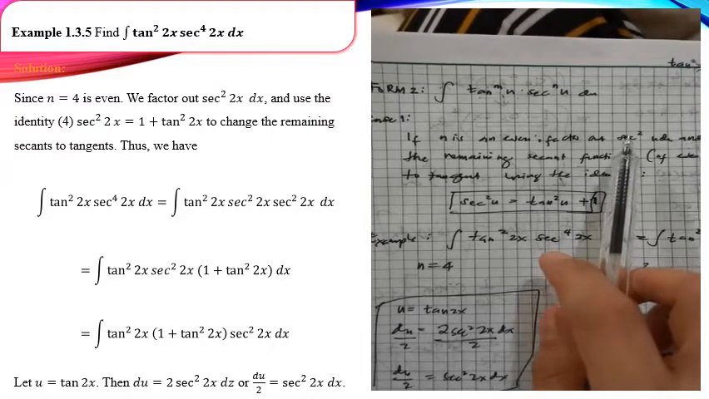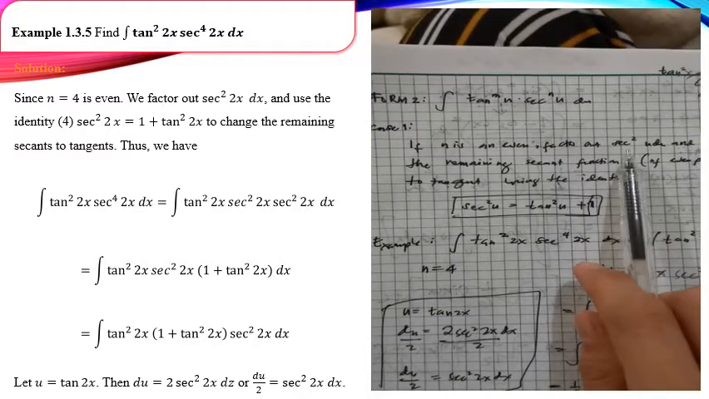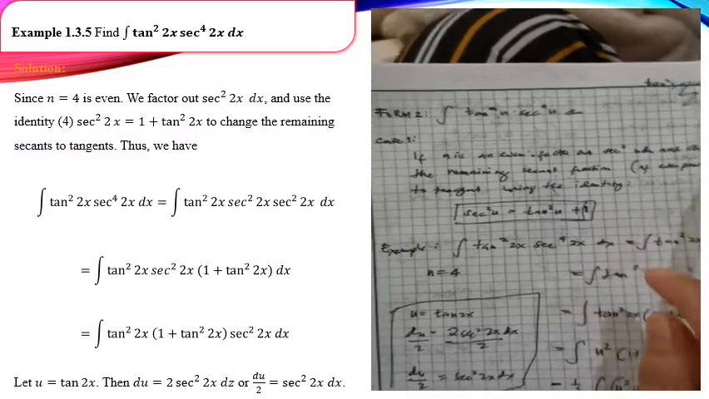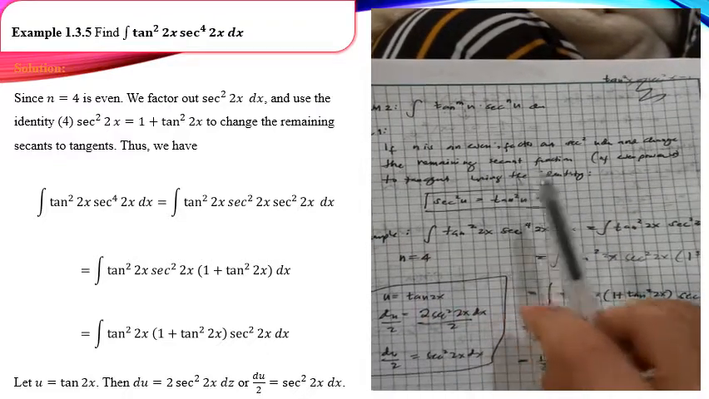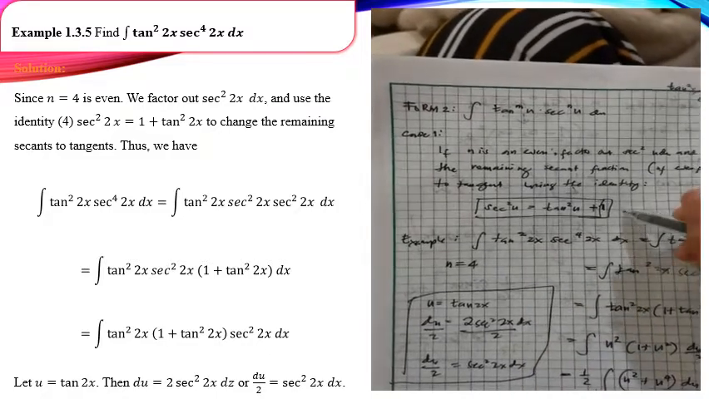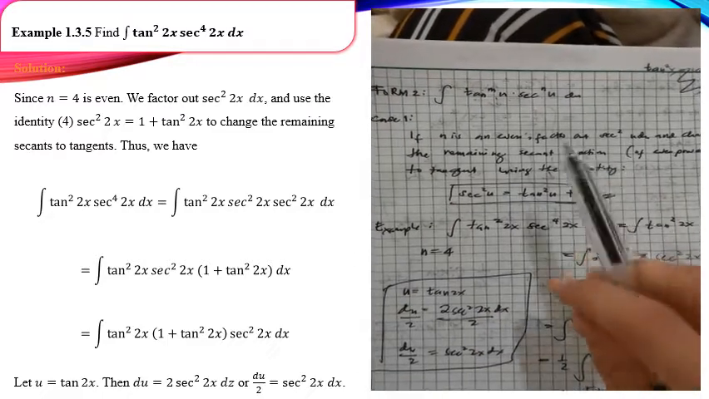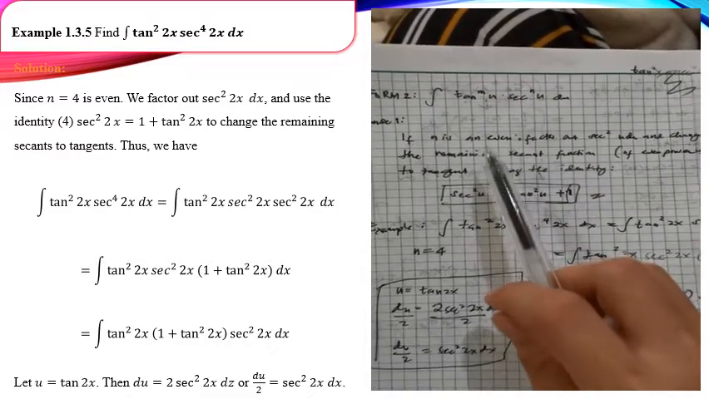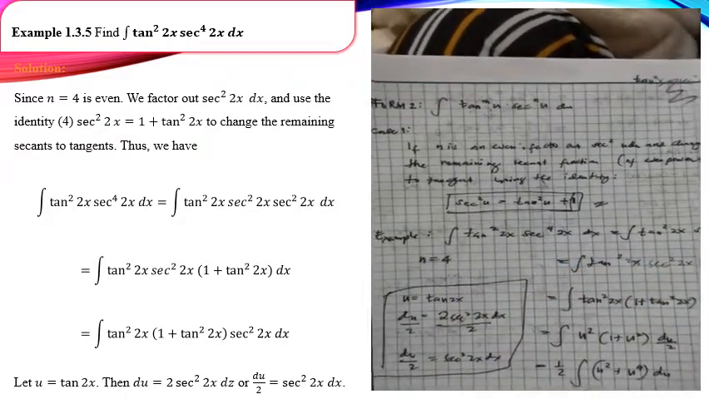Ibig sabihin nun, if ang naging exponent ni secant is an even number, magpa-factor out tayo ng dalawang secant. Ibig sabihin, ang ifa-factor out natin is secant squared u du, and then change the remaining secant function of even powers to tangent using the identity secant squared is equal to tangent squared plus 1. Okay, so eto yung sa case 1 na gagamitin natin na identity, kasi ang ifa-factor out natin is dalawang secant. Ibig sabihin nun, dalawa yung ibabawas natin doon sa power ng secant if it is an even number.